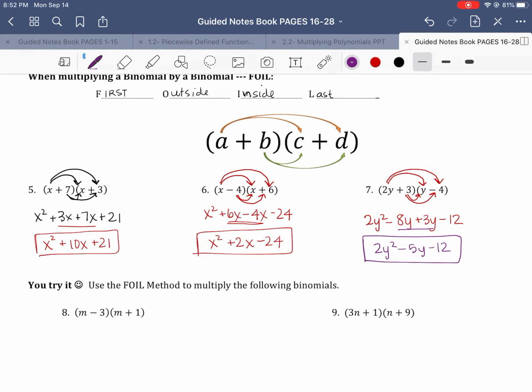Okay, these ones down here at the bottom are the same idea. Go through and see if you can multiply those, so maybe pause the video. When you do, you should end up with m squared minus 2m minus 3 as your final answer. So again, walk through and do that multiplication first. And this last one, you would get 3n squared plus 28n plus 9.